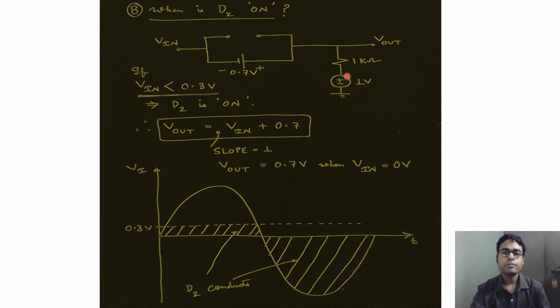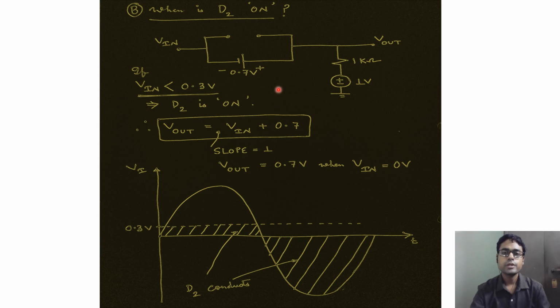So if this is 1 volt, this eats up 0.7 volt, I am left with 0.3 volt and I should only go down. If I go up, then this diode will also be off. But we are looking at the condition when this diode should turn on, and therefore the condition for D2 to turn on is that the input voltage should be lower than 0.3 volt.